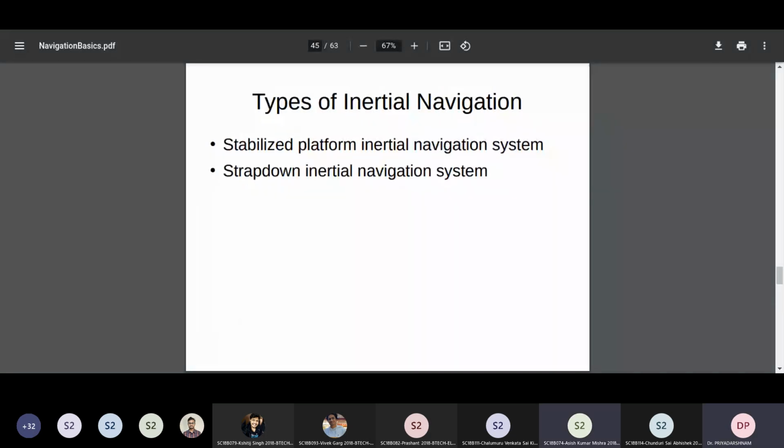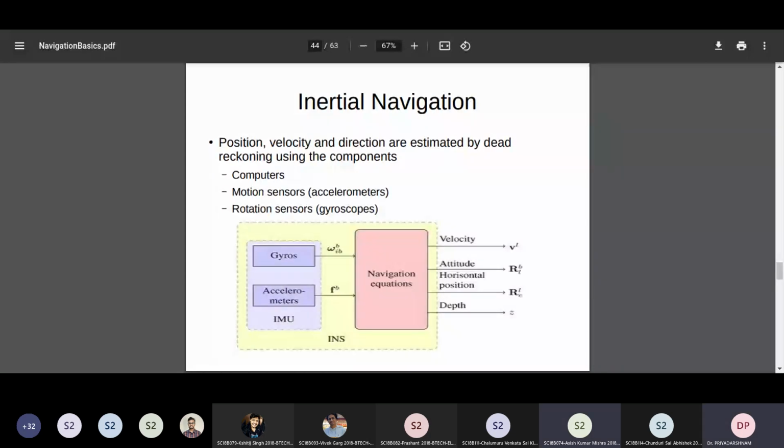So sir, here attitude means what? Orientation. Okay, sir. Direction. Okay, sir.